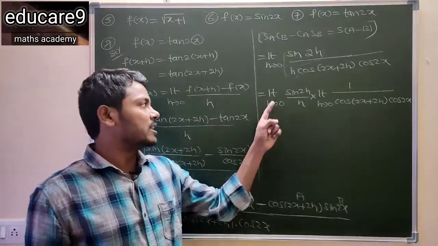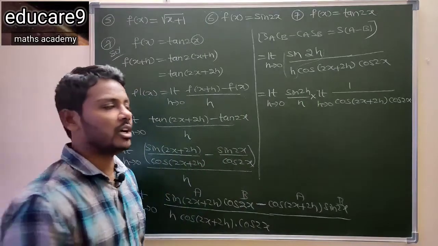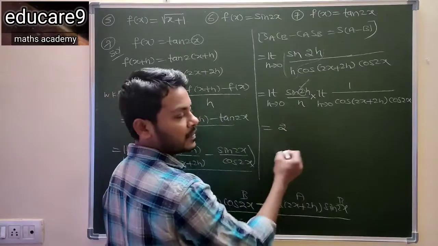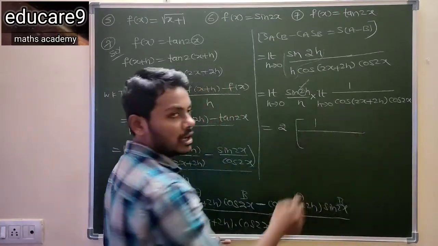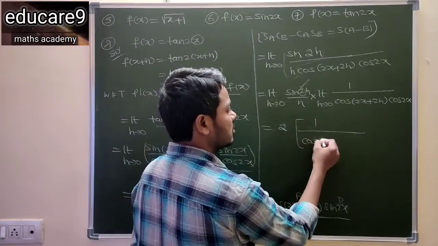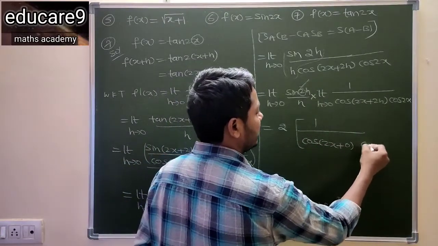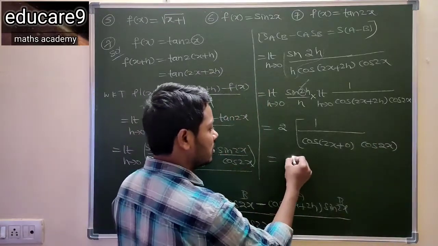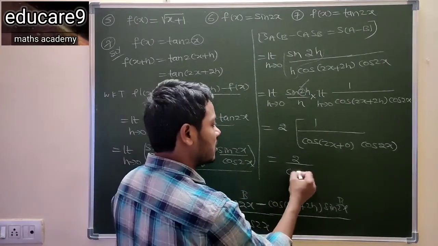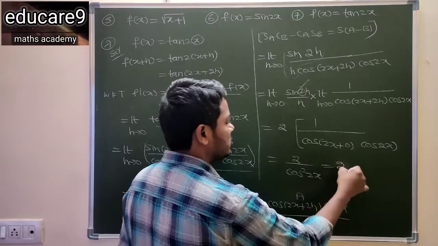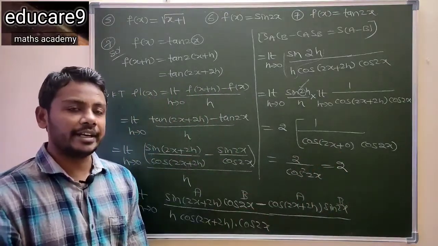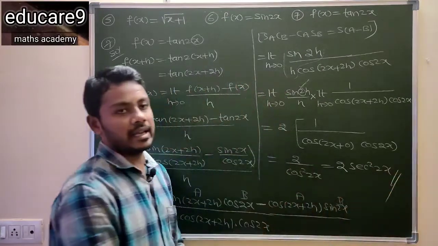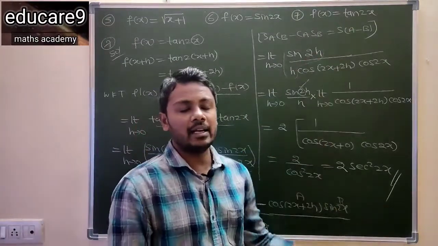You know that limit x tends to 0 sin ax by x, the value is the coefficient of x. That is 2. So this answer is 2 into 1 by, apply the limit for the second function. This is cos 2x plus 0 into cos 2x. So this is 2 by cos 2x into cos 2x, that is cos square 2x. So this is 2 into 1 by cos square 2x, which can be written as sec square 2x. This is 2 sec square 2x. So this is the derivative of the given function tan 2x.